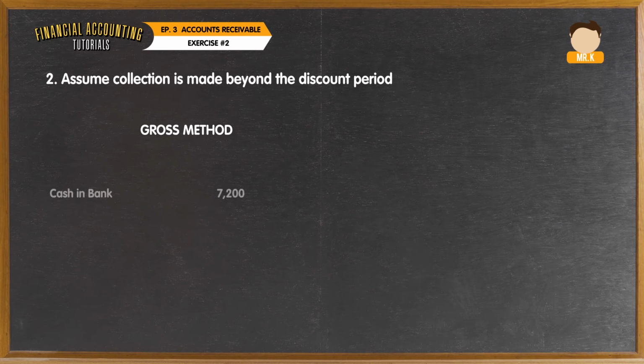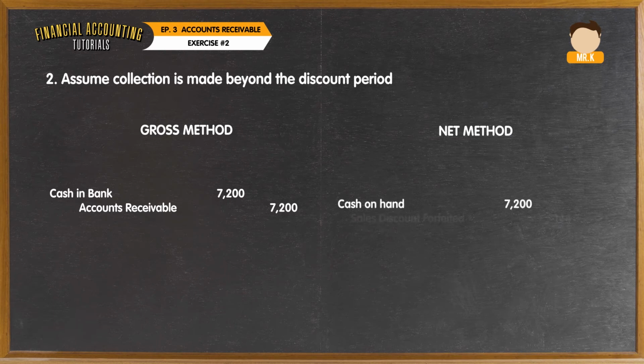be a debit to cash in bank and a credit to accounts receivable both in the amounts of 7,200. Under the net method, there would be a debit to cash on hand 7,200 pesos, a credit to sales discount forfeited 144 pesos, and a credit to accounts receivable 7,056 pesos.